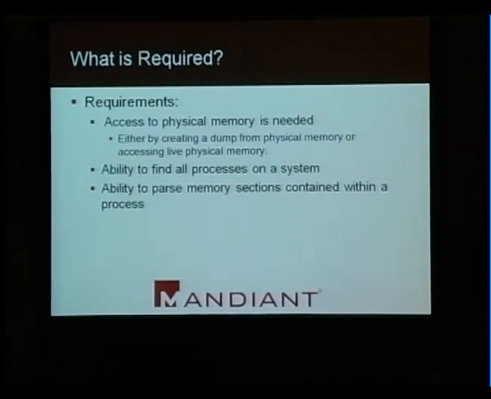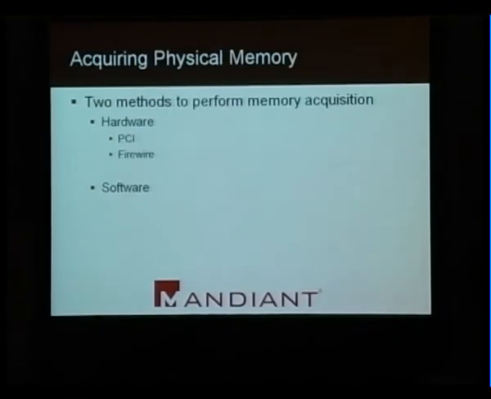And we'll talk about what parsing memory sections means and what it is in a couple more slides. So that's what's required for full process reconstitution. There are two different ways to acquire physical memory. The first genre, if you will, is hardware physical memory acquisition, and that's going to be your PCI and your FireWire.